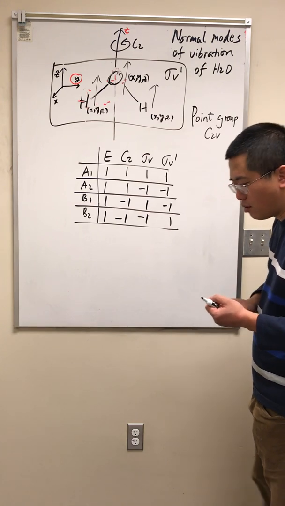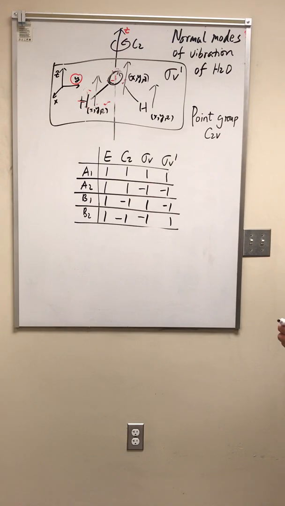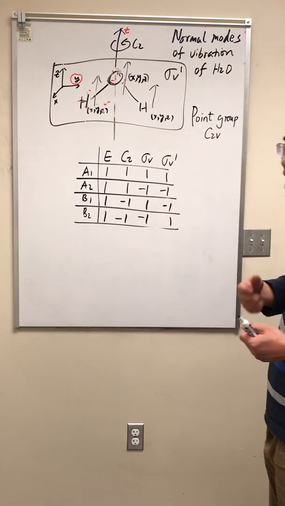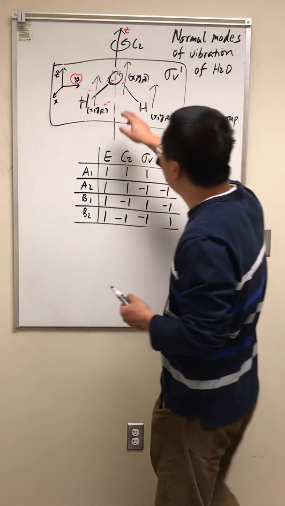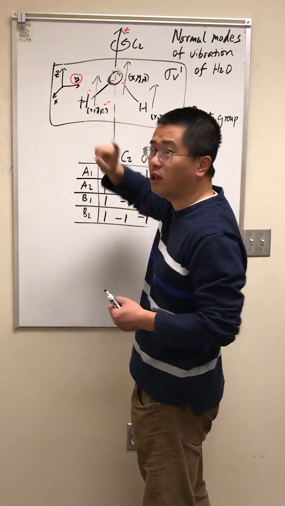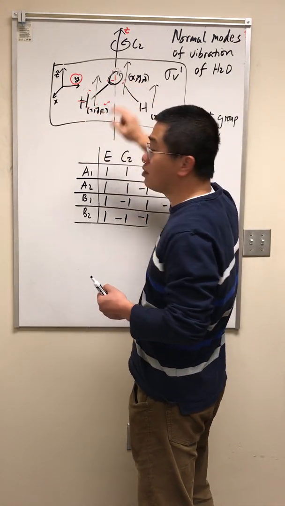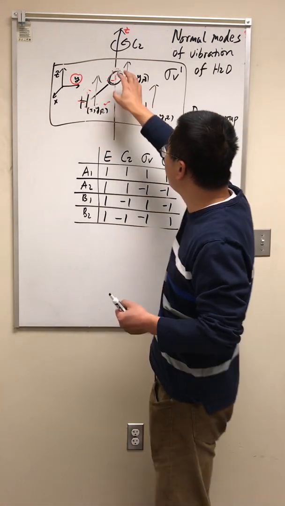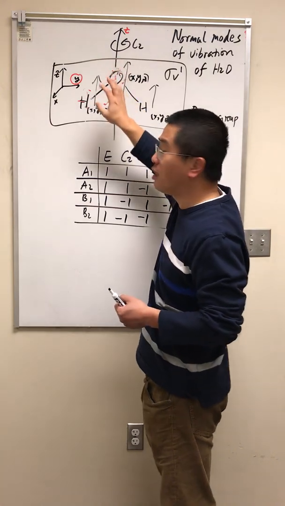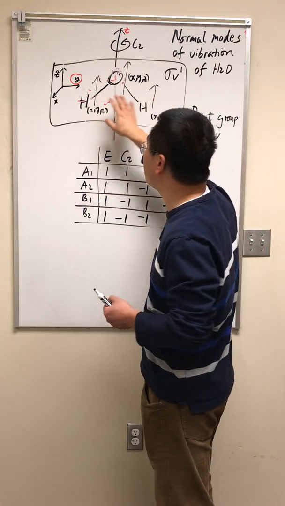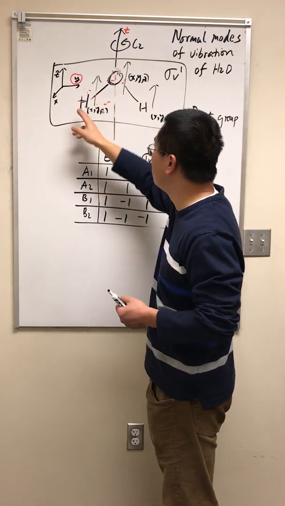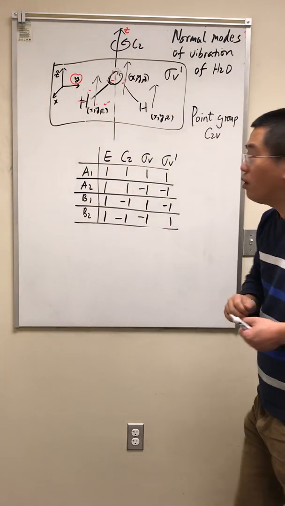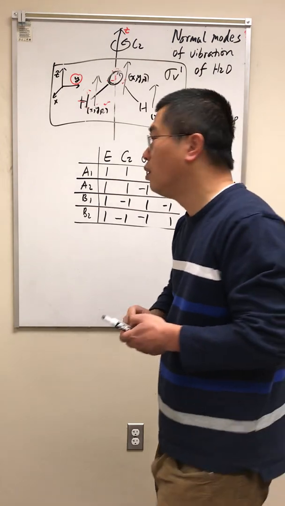And now we'll have to determine the symmetries of all 9 possible motions. Why 9 possible motions? It's because we have 3 atoms, and for each atom there are x, y, z coordinates. So we have a total of 9 coordinates. We can have this oxygen moving in the x direction or y direction or z direction. Similarly, we can have this hydrogen moving in the x direction, y direction, and z direction. So we'll have to look at the 9 motions separately.